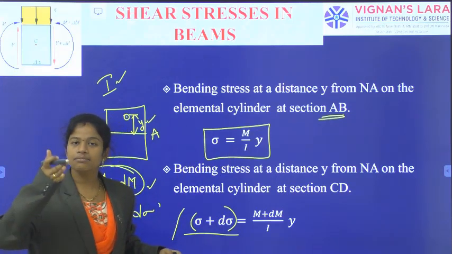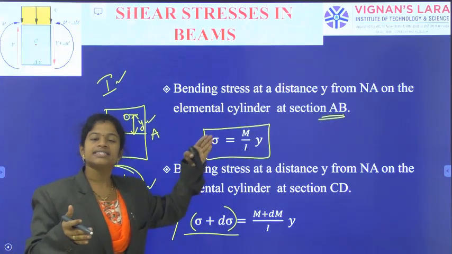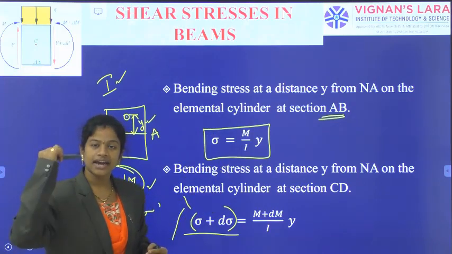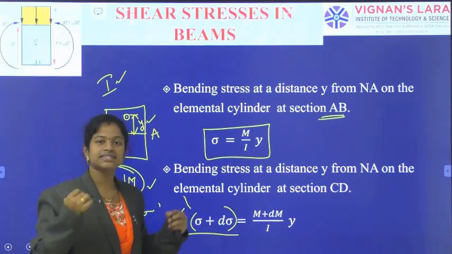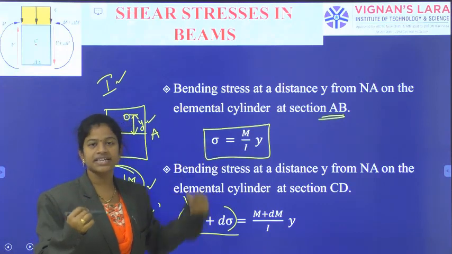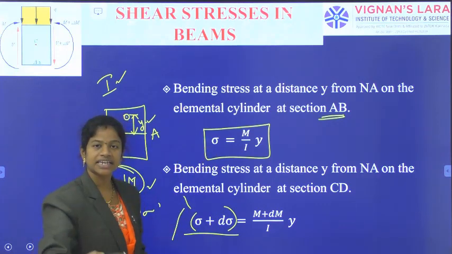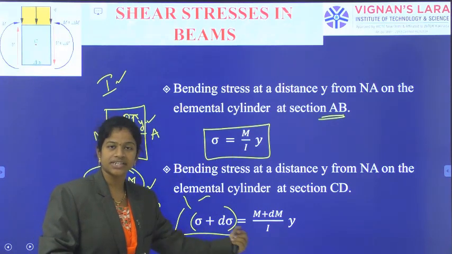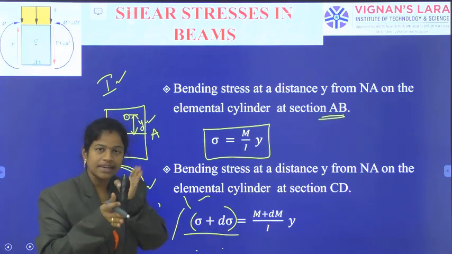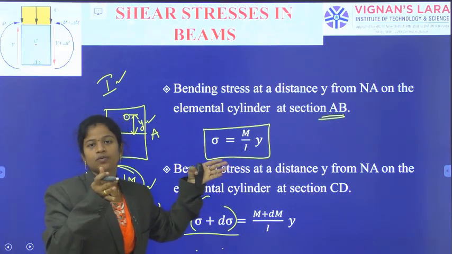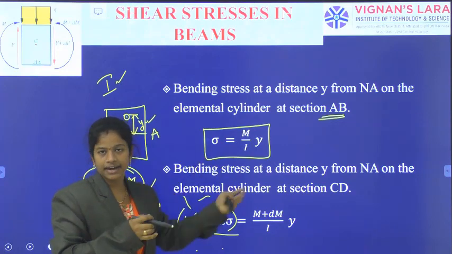At AB, sigma is the bending stress. At CD, sigma plus d sigma is the bending stress. From the neutral axis, y is the distance, and the same y is the distance here. The moment of inertia is I, and here also the moment of inertia is I. In this way, the plane AB and the plane CD, which are at a distance dx, were indicated.